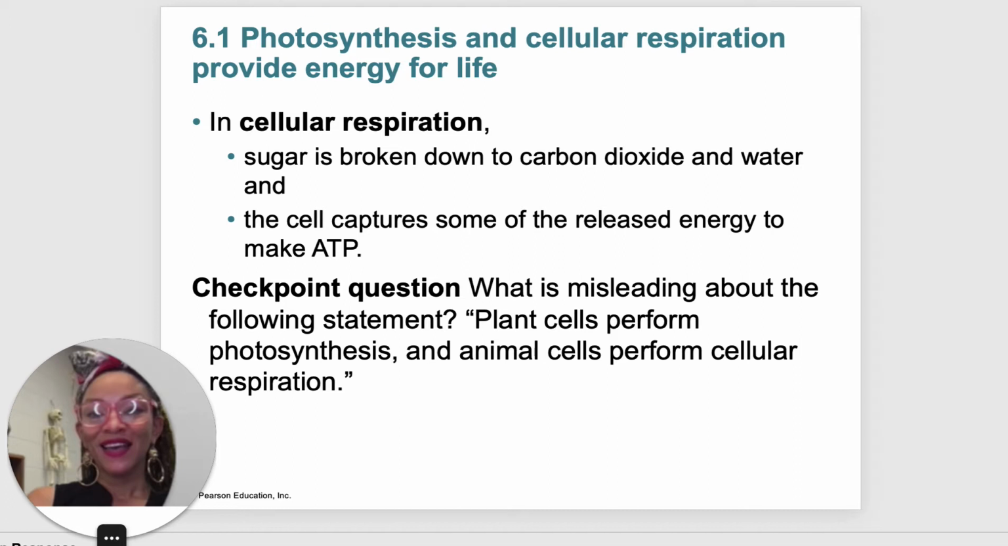So in cellular respiration, sugar, which is that glucose, is broken down ultimately into carbon dioxide and water. So that's our CO2 and our water. These are waste products our body actually gets rid of. We breathe out carbon dioxide; it is a waste product, and it can make our body very acidic. And we also release water, through urination and sweat.